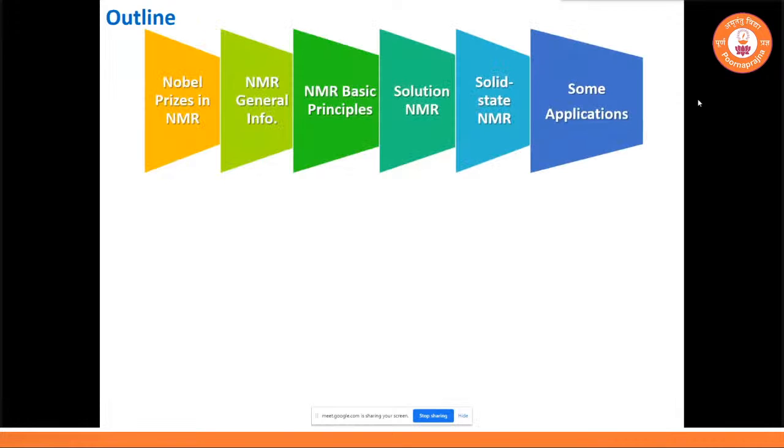Coming to the outline: this is the season of Nobel Prizes, and NMR has many Nobel Prizes, so I will go through that. Then I will give some general information, then some basic principles. Then we'll see there are two types of NMR, solution NMR and solid state NMR, and you will see why we have this separate bifurcation called solid state NMR. Most of my PhD work and my current work at CLR is concentrated on solid state NMR methodologies. Finally, I'll show some applications of NMR.